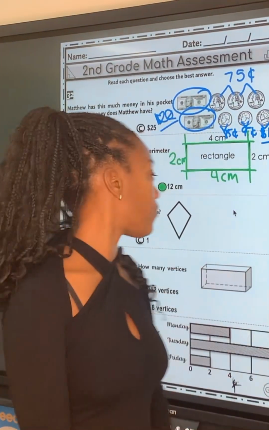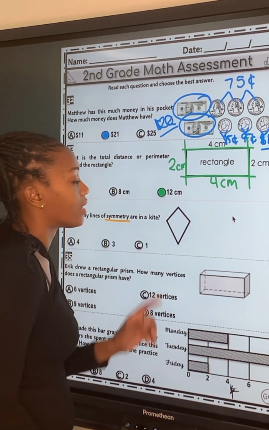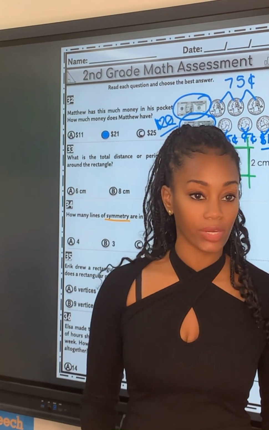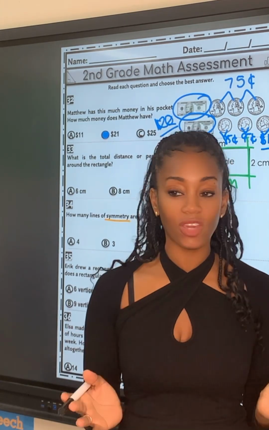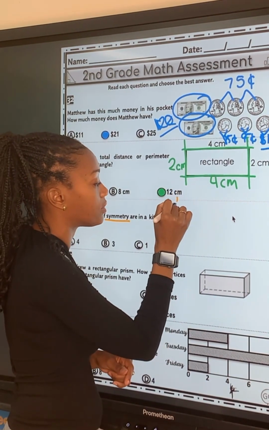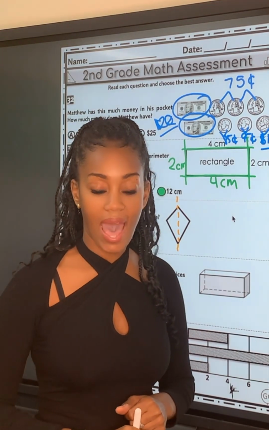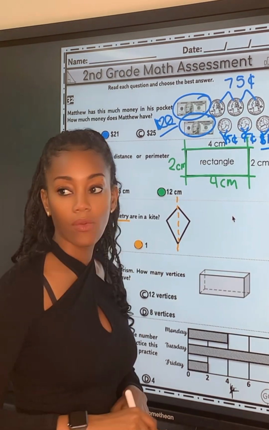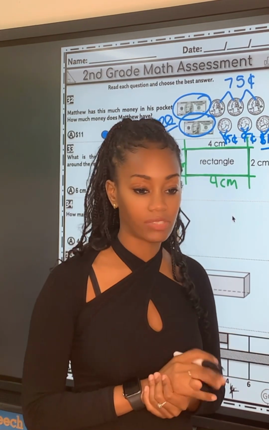Look at number 34. It says, how many lines of symmetry are in a kite? This is a picture of a kite right here. What we know about the line of symmetry is that if we were to fold something, both halves would have to equal exactly the same. So if I were to fold a kite, I would fold it like this. How many lines of symmetry would I have? Just 1. If I were to fold this kite any other way, it would not be the same size, so that cannot be a line of symmetry.